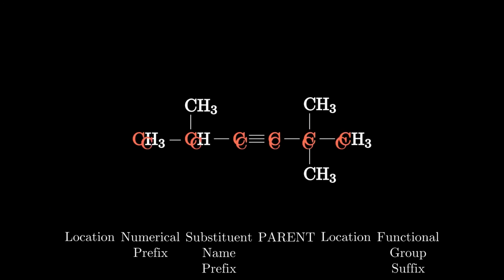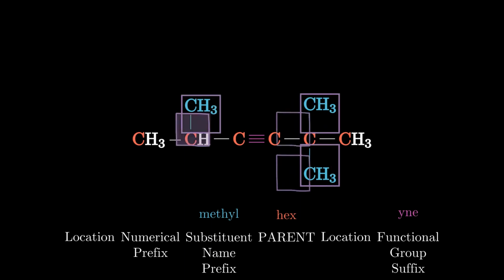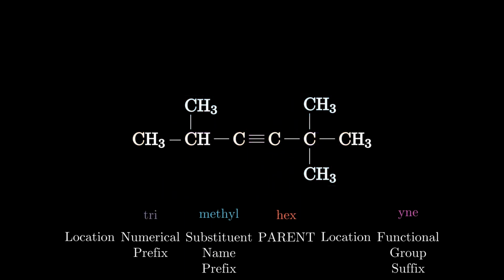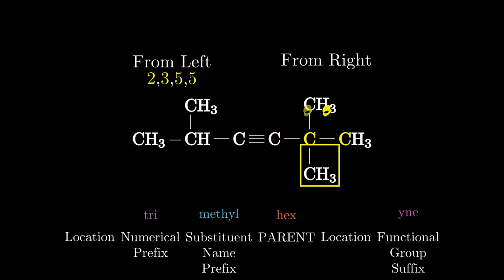The parent is 6 carbons long, or hex, and the triple bond is directly in the middle. We have the same substituent, methyl, 3 times on this molecule, so that means we are going to need to use the numerical prefix tri. Finding the locations of our 3 methyls and triple bond from the left gives us a 2 for the first methyl, a 3 for our triple bond, and a pair of 5s for the methyls on the right. However, when we switch directions and number from the right, we get a 2 for those first 2 methyls, the triple bond remains on position 3, and the final methyl is on position 5. So the numbering from the right gives us the smallest possible set of numbers.